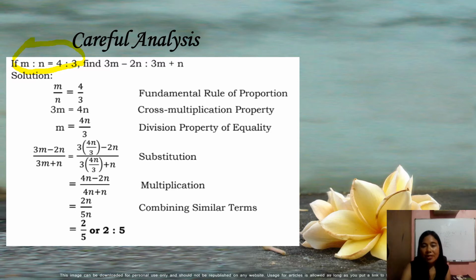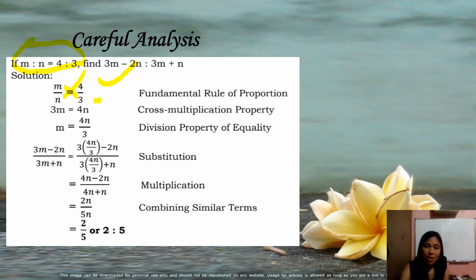So by the fundamental rule of proportion, we can write them in fraction form. So m over n, or m to n, is equal to 4 to 3. Okay, so by cross multiplication, we're going to multiply m times 3 and n times 4. So we're going to have 3m equals 4n. Now, to solve for m only, we will divide both sides by 3. Therefore, m is 4n over 3.